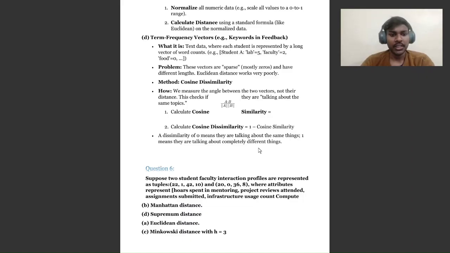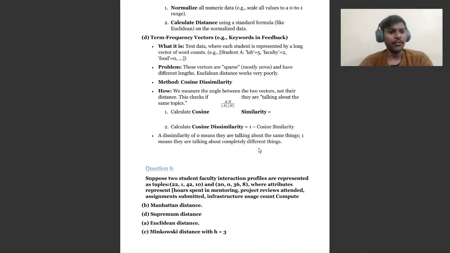So now coming upon question 6, which is distance measures between two students' interaction profiles. In this question, we compare two student-faculty interaction profiles represented as four-attribute pairs, where P1 is 22, 1, 42, and 10, and P2 is 20, 0, 36, and 8. These attributes represent mentoring hours, project reviews attended, assignments submitted, and infrastructure used respectively.